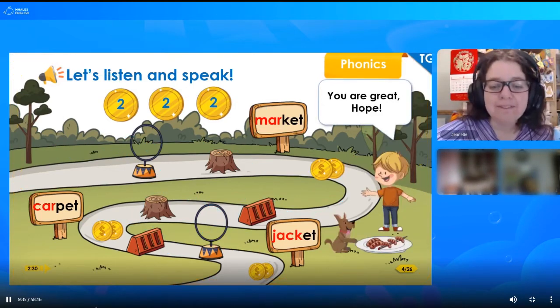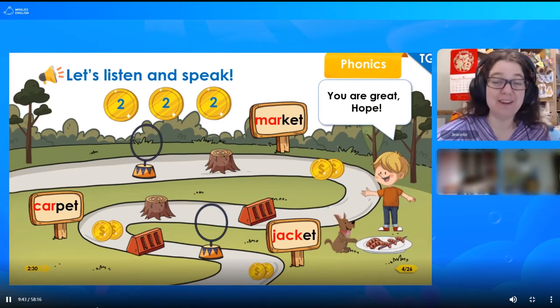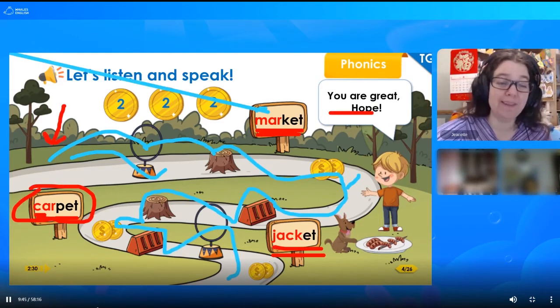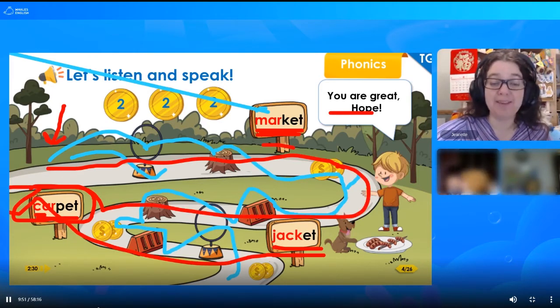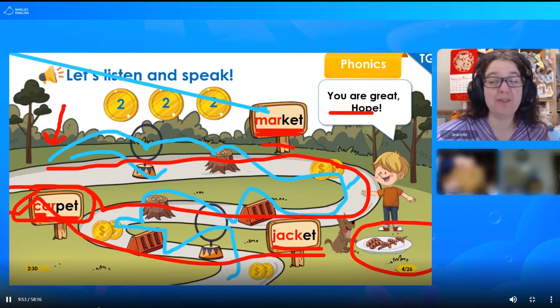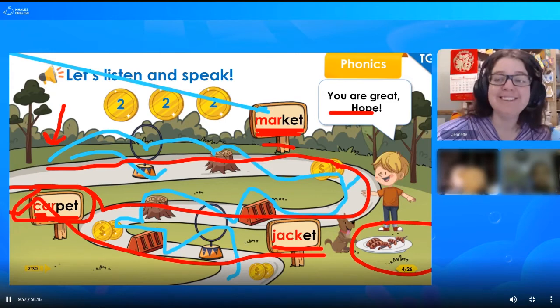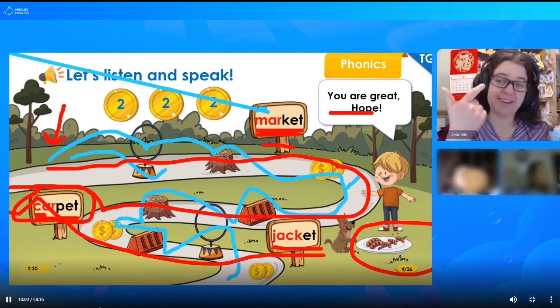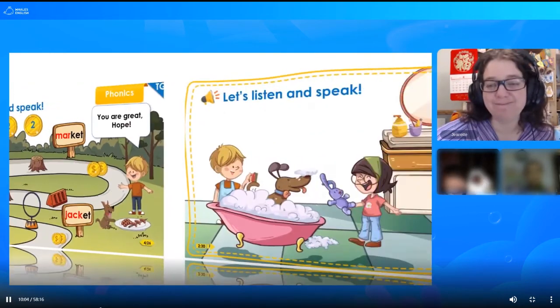And look, dog will eat. The dog got some sausages. How nice. Lucky dog. Well done, Emily. Well done, Eric. You got the dog all the way along the path, past the market, past the carpet, past the jacket to eat the sausages. How many syllables? Two are good. Well done. Sausage. That has two as well, doesn't it? Let's go on to the next.